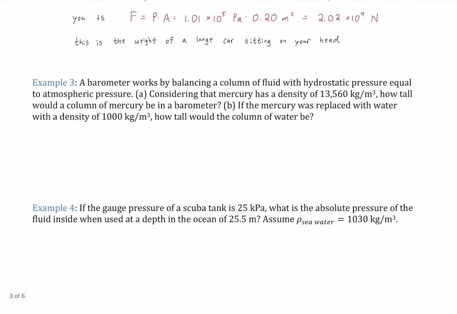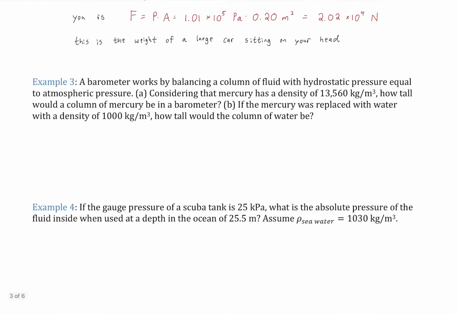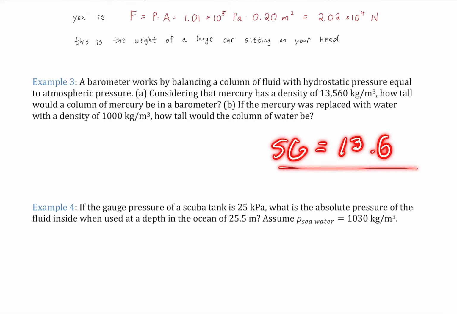All right, so now we're on to discussing hydrostatic pressure kind of on its own and in the context of a barometer potentially. So a barometer works by balancing a column of fluid with hydrostatic pressure equal to atmospheric pressure. So the idea there is you just need a certain depth that equals the depth of the atmosphere. All right. So considering that mercury has a density of 13,560 kilograms per cubic meter, which would be a specific gravity of 13.6 approximately, how tall would a column of mercury be in a barometer?